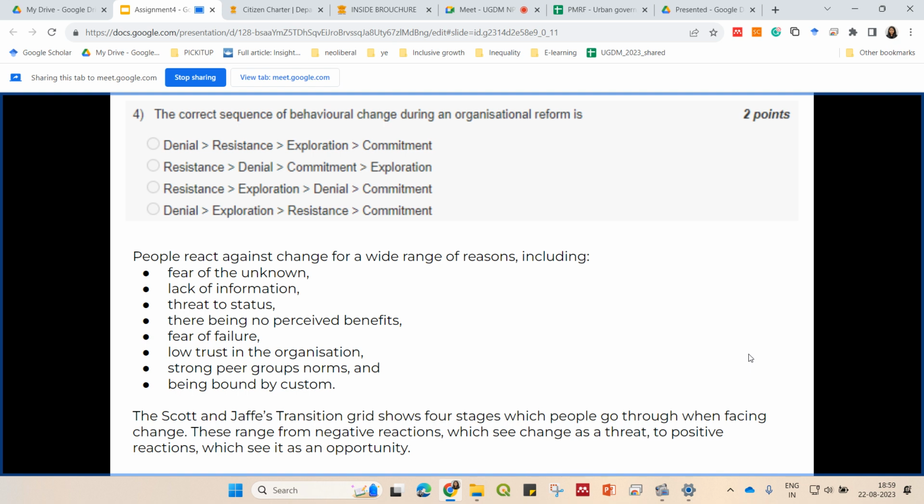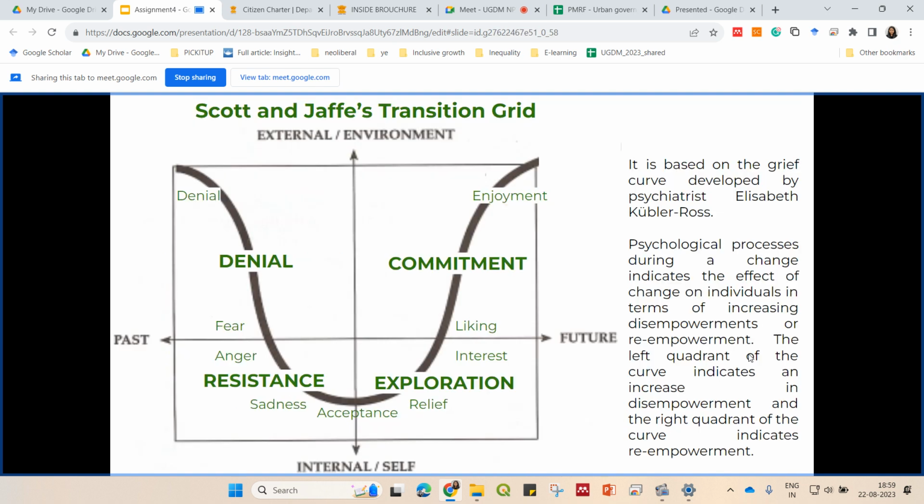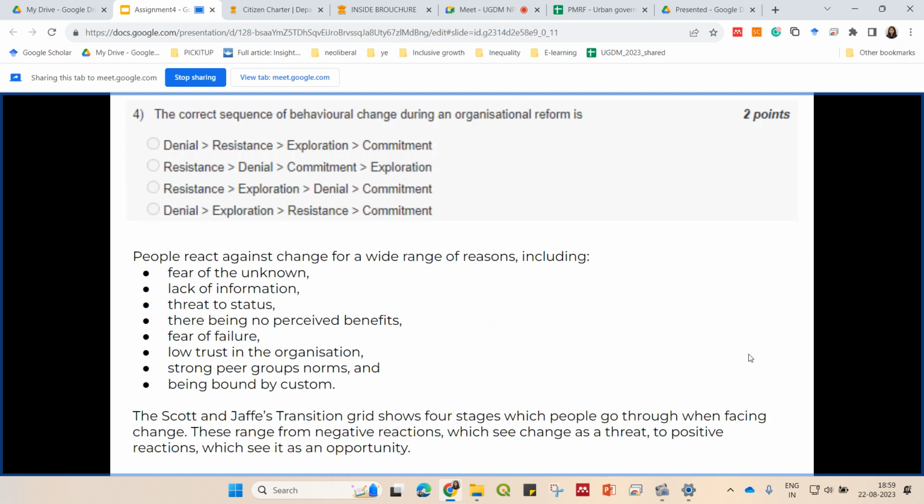So the next question for today is: what is the correct sequence of behavioral change during an organizational reform? In the question, you are given four options or four stages of organizational reform, and using that, you are given four different sequences. So the four options which are there are denial, resistance, exploration, and then commitment. These are the four stages of organizational reform or organizational change.